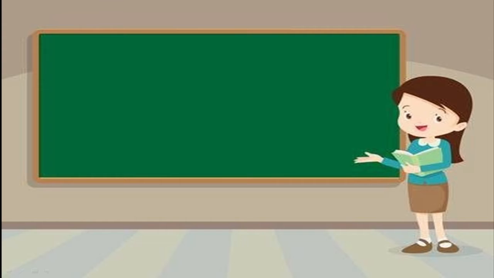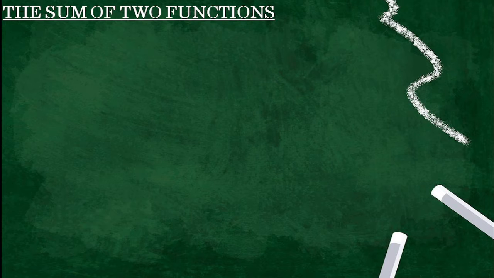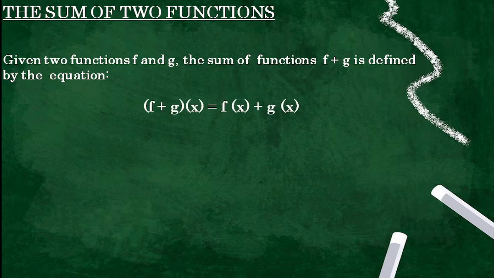We have the sum, the difference, the product, the quotient, and the product of a constant and a function. So first we have is the sum of two functions. Given two functions, f and g, the sum of functions f plus g is defined by the equation (f + g)(x) = f(x) + g(x).